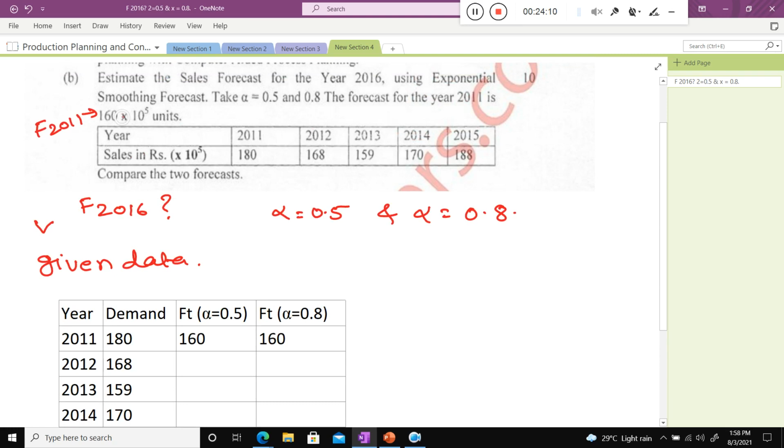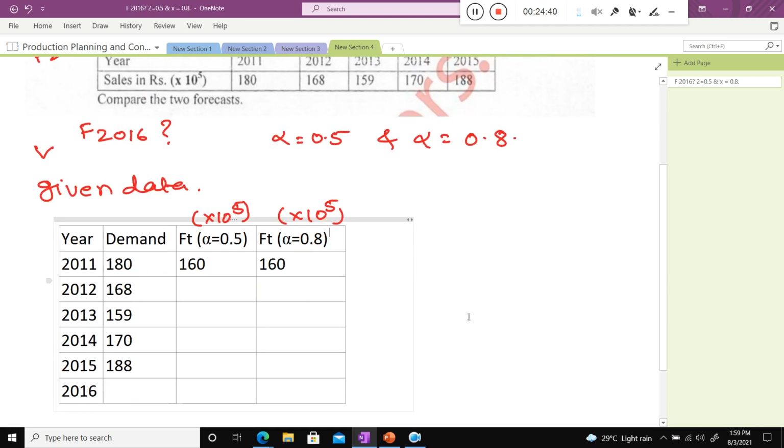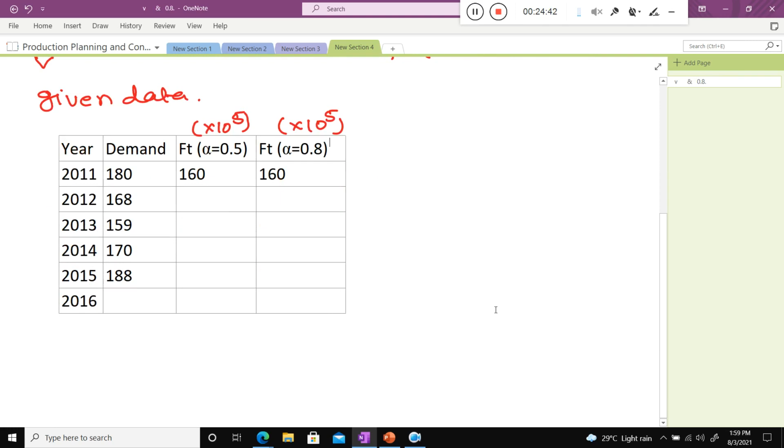160 into 10 raised to 5. I assume 160 only. We will put the 10 raised to 5 after solving all this numerical, to make the calculation easy. Now these are the given data and I start solving this problem.